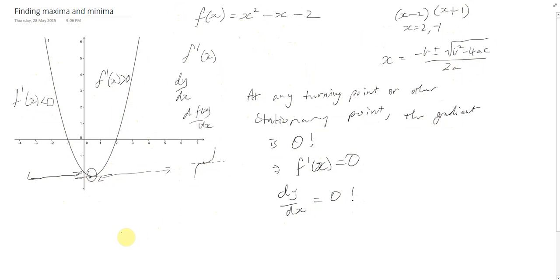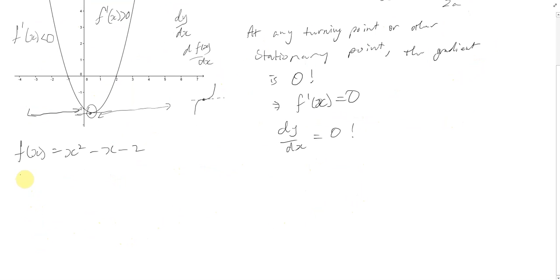Okay, so let's now think about this example using our function that we've got to figure out what that stationary point over here actually is. So first, of course, let me just write this function down again. f of x is x squared minus x minus 2.